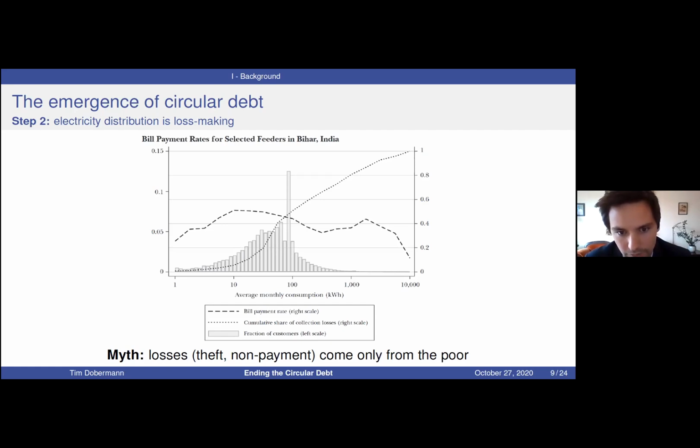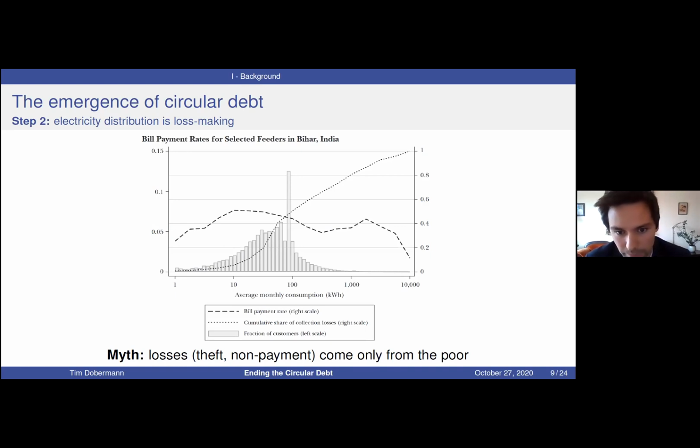The bar chart is the fraction of consumers, and this is in Bihar, India. You'll see that the average consumer consumes around 100 units, or just under, a month. What I want to draw your attention to are the two dashed lines. The first dashed line, the bill payment rate, which you look at on the right axis, shows basically the percentage of the bill that gets paid in a given month.